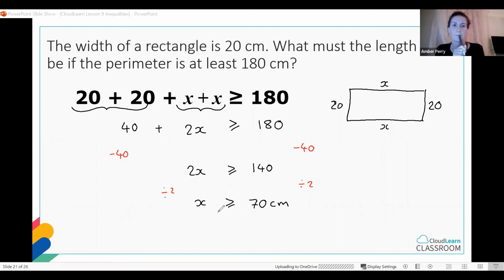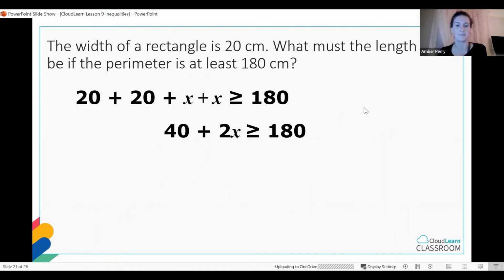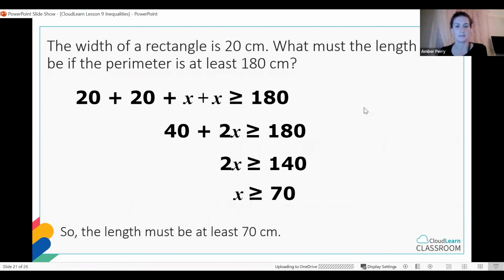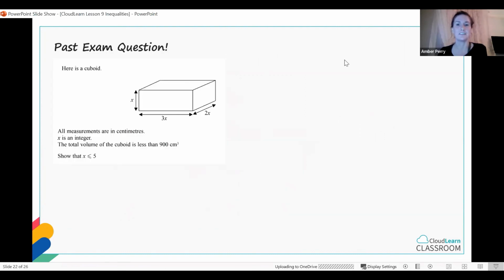Okay, right. And I think I've got time to do my last exam style question that I wanted to look at, which is a bit more tricky. Oh, actually, yeah, I should just show you that. It said at the end there that the length must be at least 70 centimeters. Okay, so just make sure you use the same wording in the exam question. It said find the least value. So you need to make sure you continue with that wording.